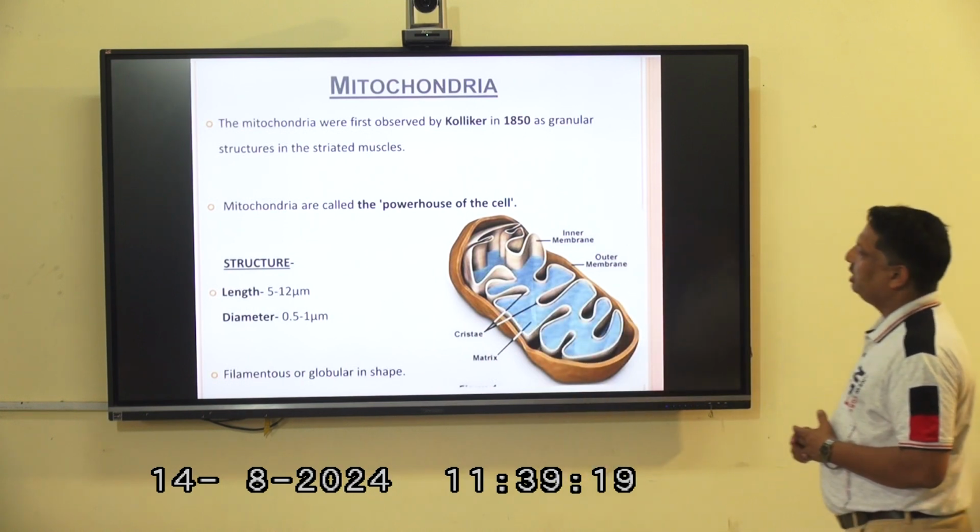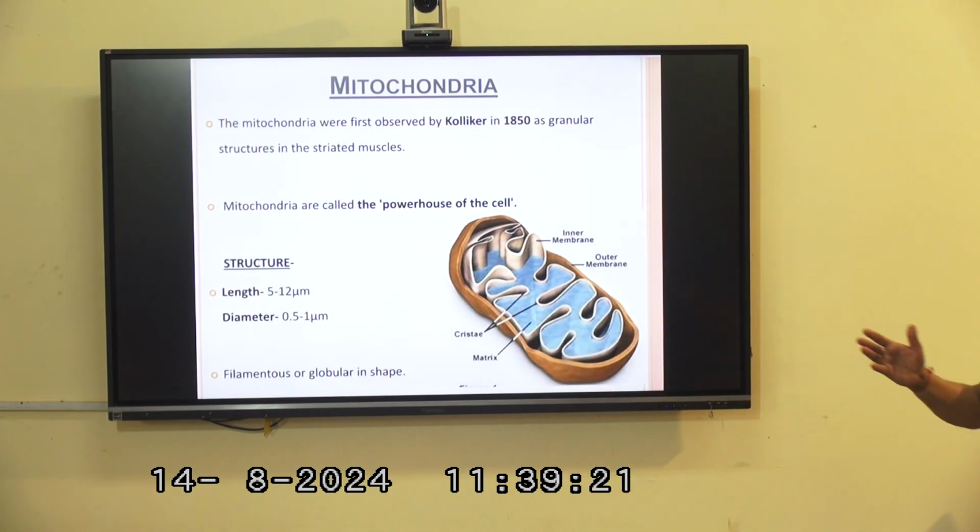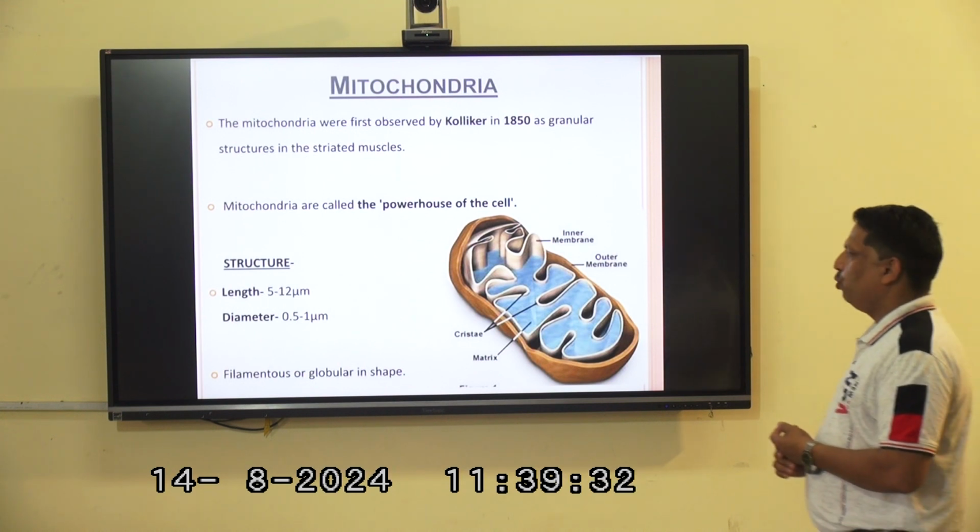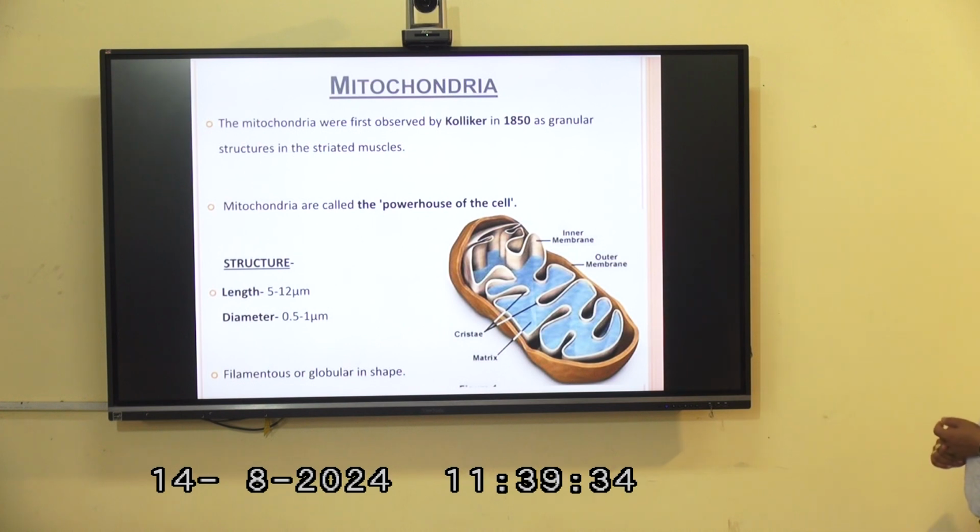When you talk about the length and the diameter, this is the average length of each mitochondria, 5 to 12 micrometer. If you talk about the diameter, this is an average diameter of 0.5 to 1 micrometer, and it is filamentous or globular in shape.